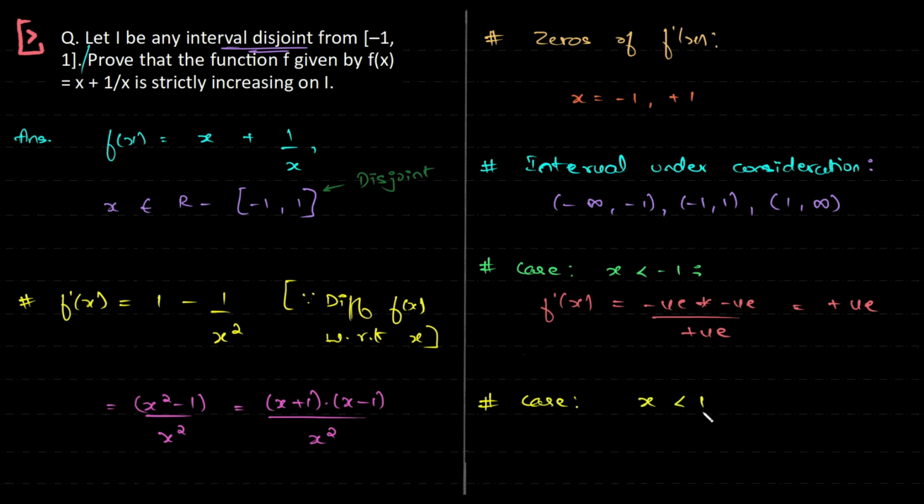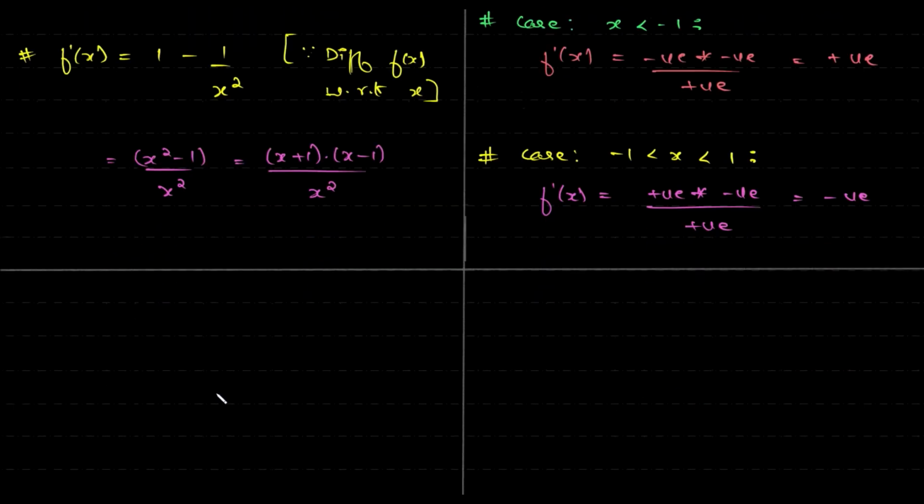Then case x is between 1 and -1. So f prime of x is equal to, this first term would be positive while the second term will be negative divided by positive. So this will be negative, as the question tells again. Right? That's what the question is talking about.